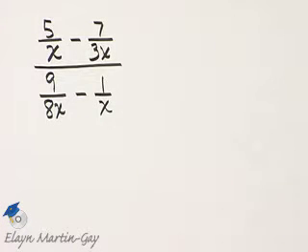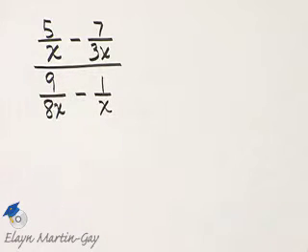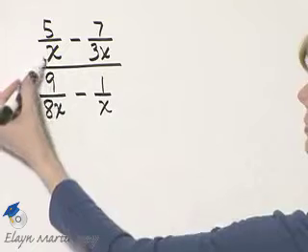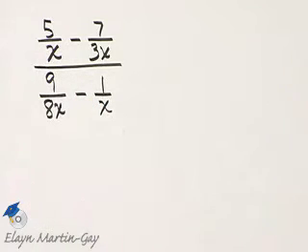I'd like to simplify this rational expression. I think I'm going to multiply the numerator and the denominator by the LCD of all the rational expressions in the numerator and denominator. In other words, look at the denominators, x, 3x, 8x, and x. What is the least common denominator for those four denominators?